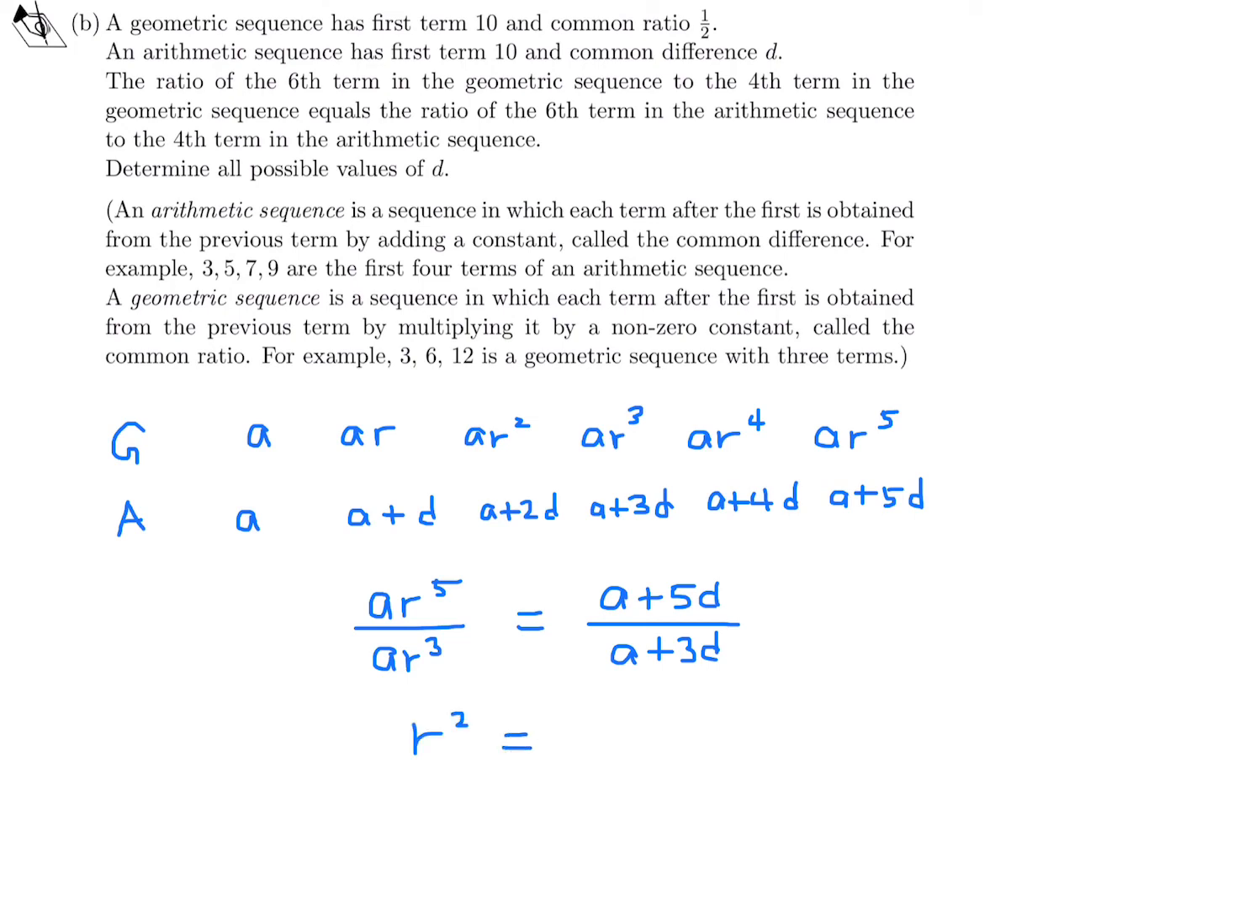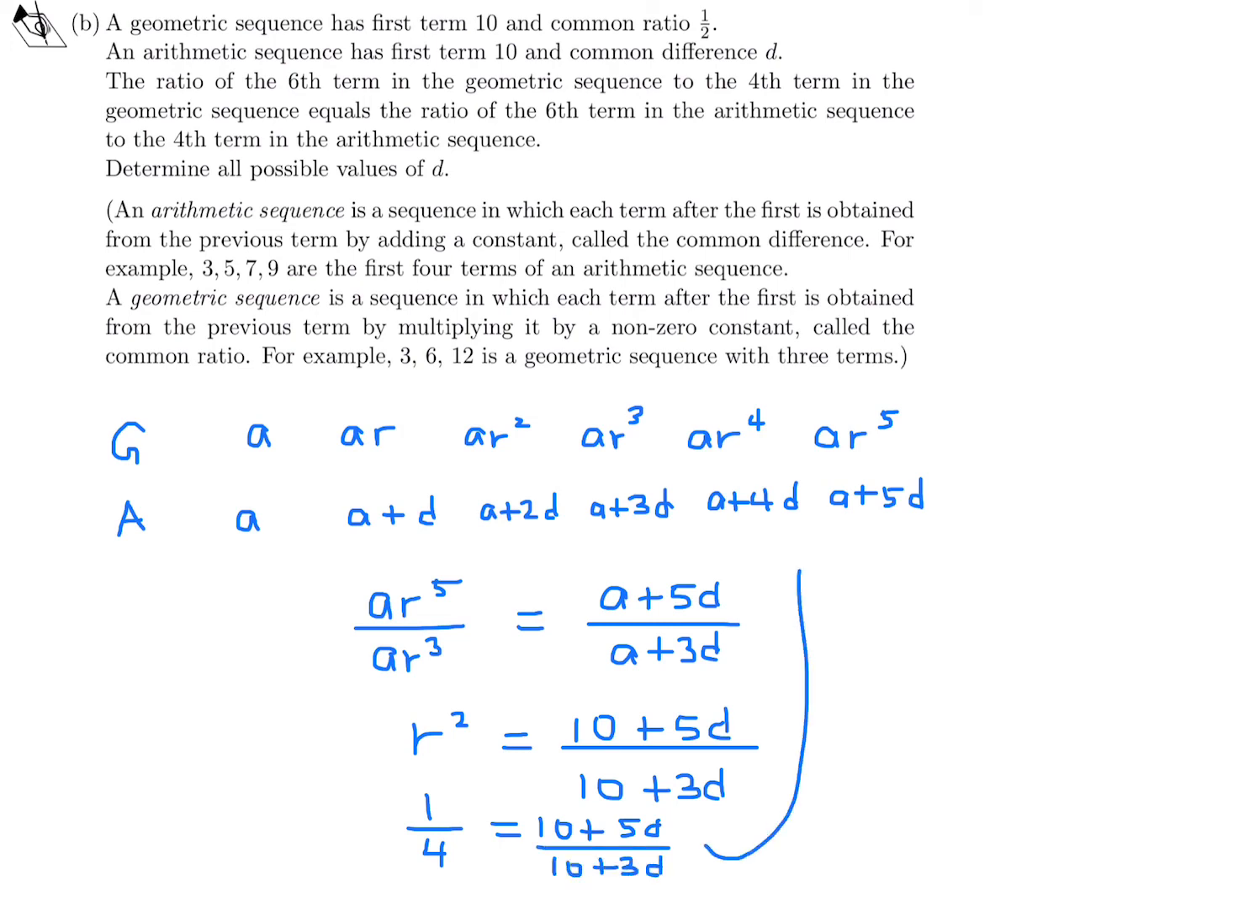Over here, nothing cancels, but I can substitute my value for the first term, because I think they told me that. Yeah, the first term is 10. So I can put 10 here. d, of course, I don't know. And that's 10 plus 3d. And I think r, they also told me. It's right here. That is a half. So this just becomes a half squared, which is a quarter. So a quarter is equal to 10 plus 5d over 10 plus 3d.